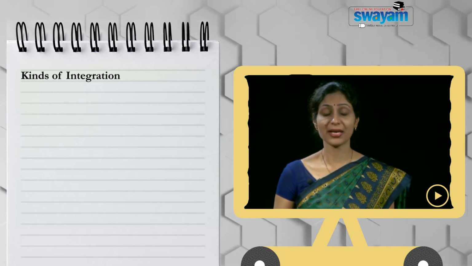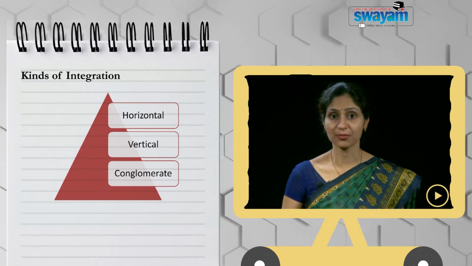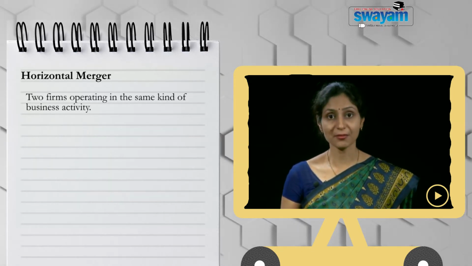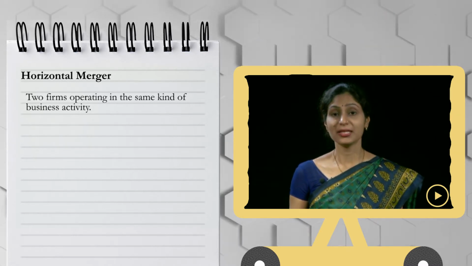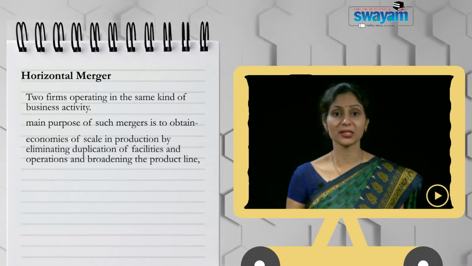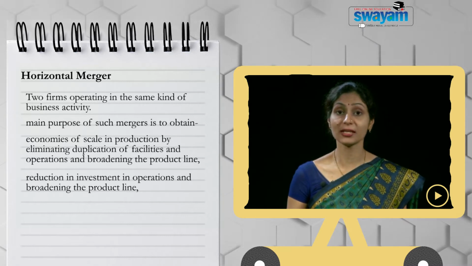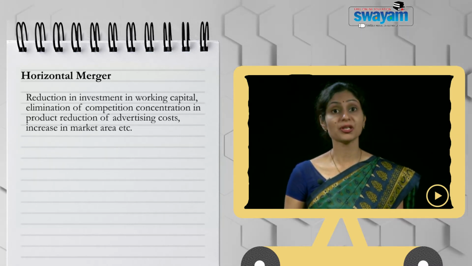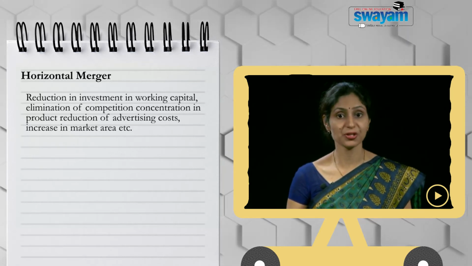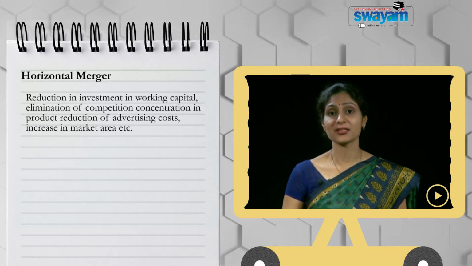Integration or merger can further be divided into vertical merger, horizontal merger, or conglomerate merger. In a horizontal merger, two firms which operate in the same kind of business activity merge with each other. The main purpose of this kind of merger is to obtain economies of scale, reduce the investment in operations, broaden the product line, reduce investment in working capital, eliminate competition, reduce advertising cost, and increase market area.